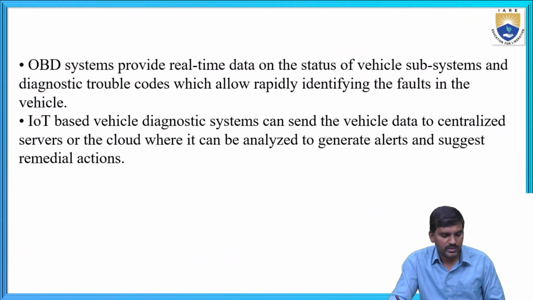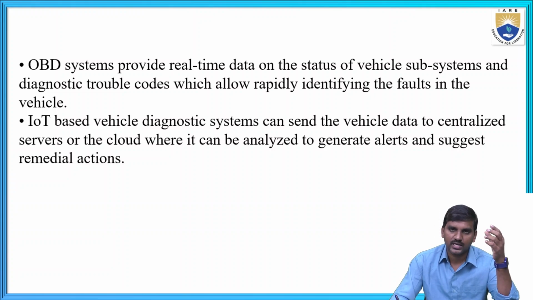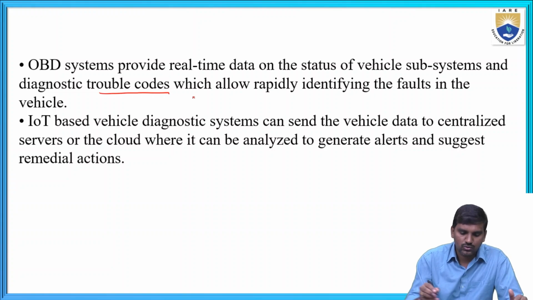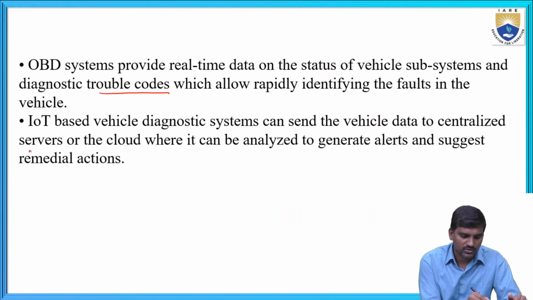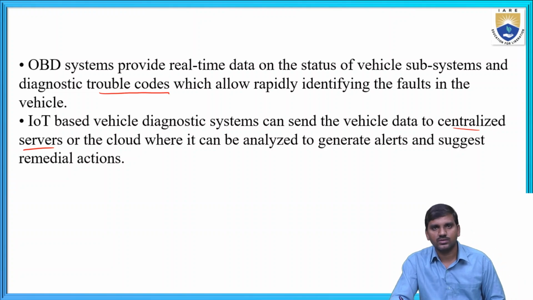Next one, OBD system can provide real-time data, status of vehicle subsystems, and diagnostic trouble codes, which allows rapidly identifying the faults in the vehicle. The IoT-based vehicle diagnosis system can send the vehicle data to the centralized server or cloud, where it can be analyzed to generate alerts and suggest remedial actions.